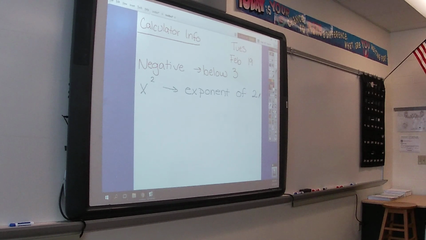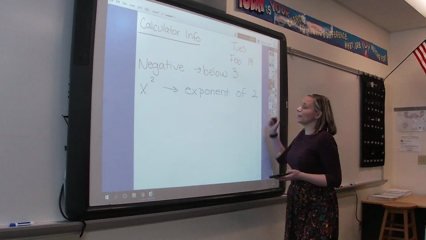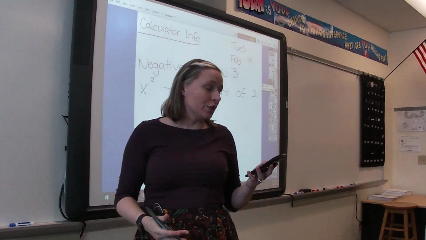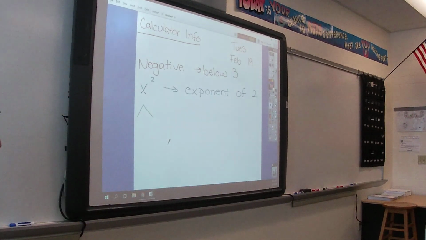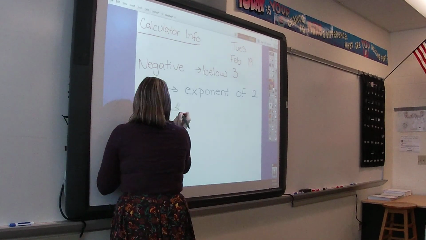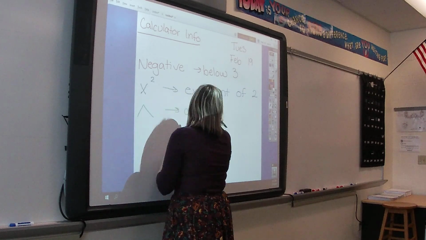If you want to type in any other exponent, then you need to use the button that's right above the exponent of 2. So right above the exponent of 2, you see two sides of a triangle. That's our up caret button. And this is for any other exponent.